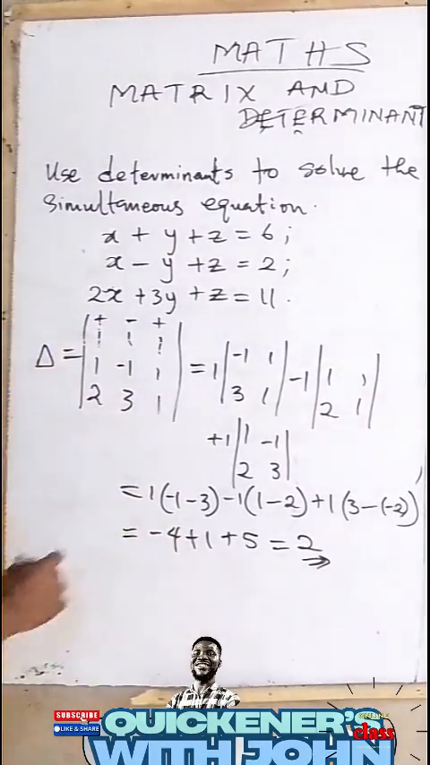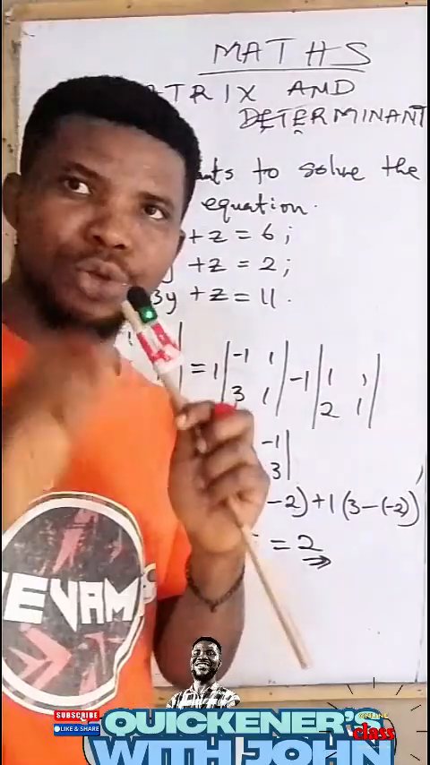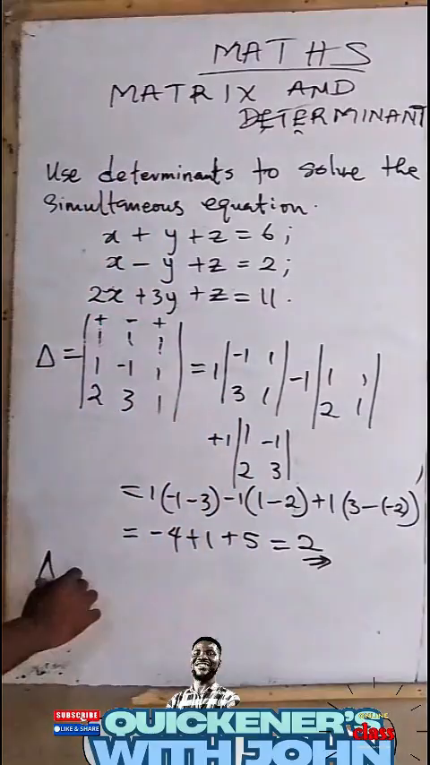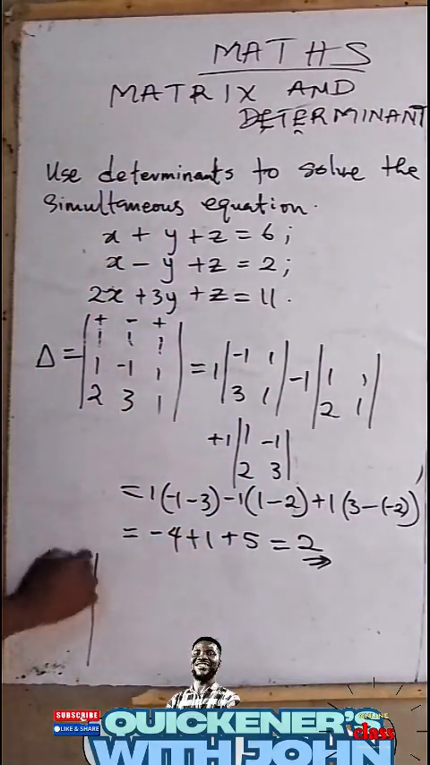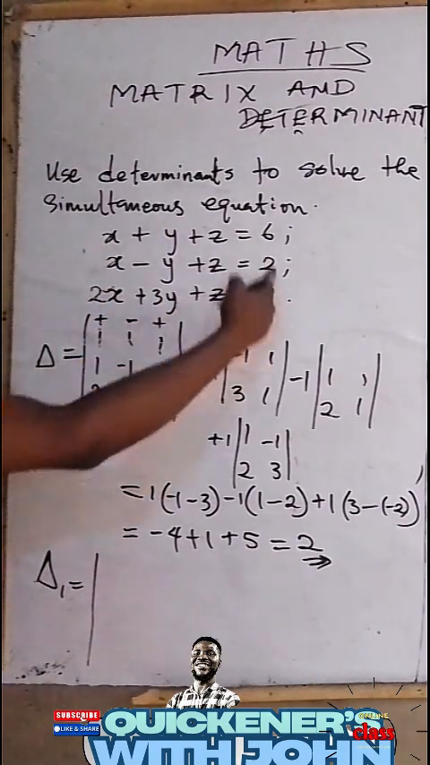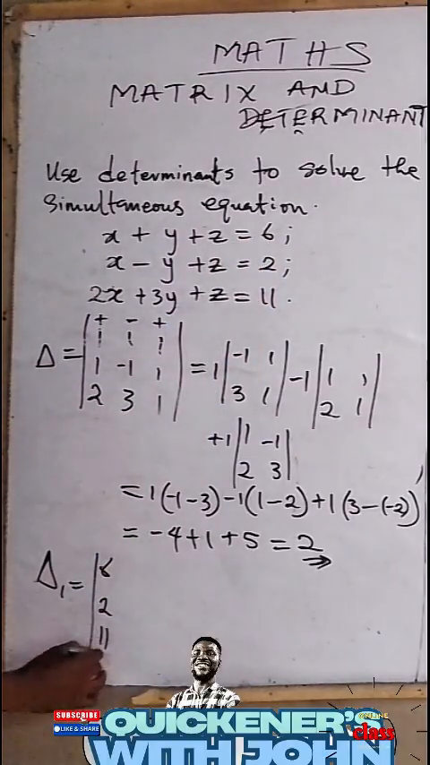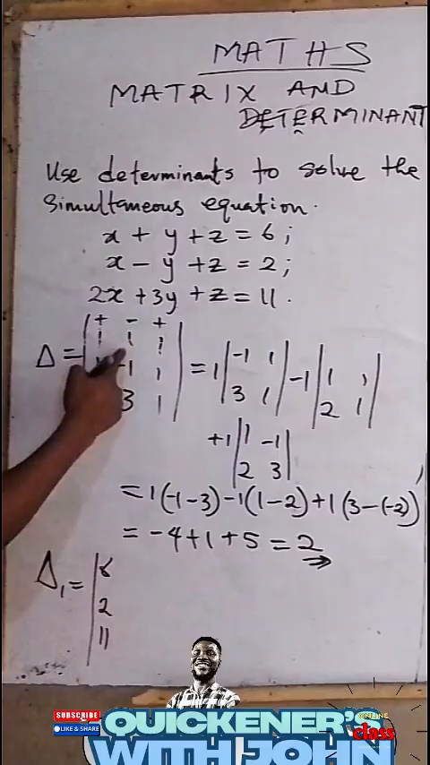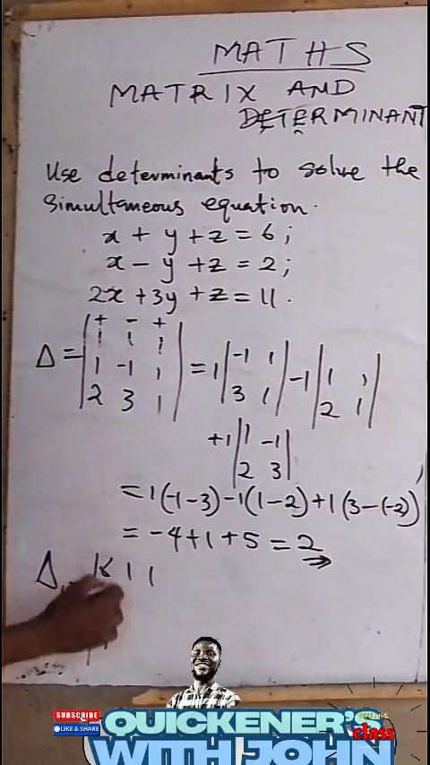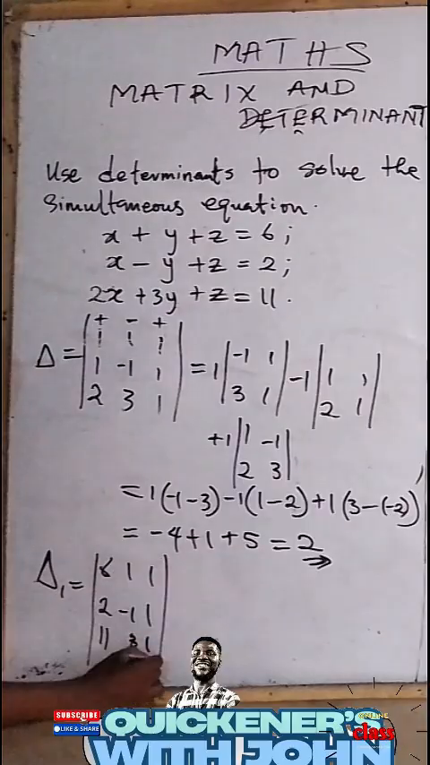So let's get the next determinant, which is delta 1. Remember, this delta 1 will be used to get the value of x. So for delta 1, we are replacing the x coefficients column with the right-hand sides of our equations, which are 6, 2, and 11. So we have 6, 2, 11. Then you have the remaining ones: 1, 1, minus 1, 1, and 3, 1. Okay? So let's get the determinant for this.